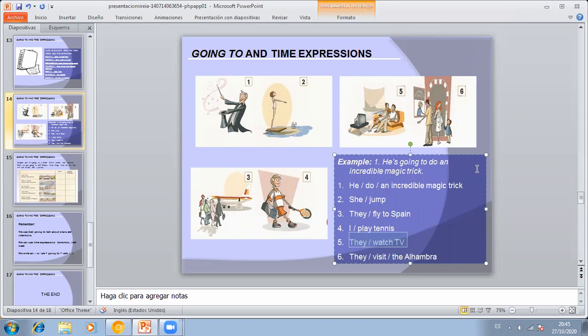They are going to watch TV. Excellent. Thank you. Okay, and finally, number six. This is going to be for Xiomara. Number six, look at the picture. Okay, these are the words. Now give me the plan. They are going to visit the Alhambra. Okay, they are going to visit the Alhambra.